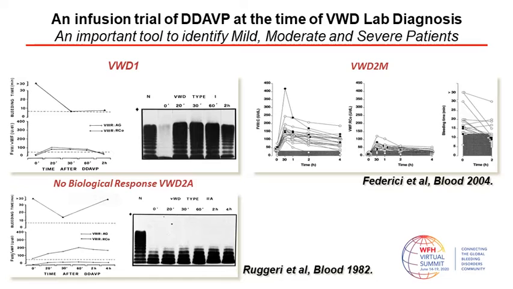On the other side of the slide, you see that in type 1 we also have some good response in the activity of von Willebrand factor. But when we have abnormal von Willebrand factor, like in von Willebrand disease type 2A, you see that there is no correction of the activity, and the multimers are completely abnormal, even though we have an increased level of von Willebrand factor antigen.